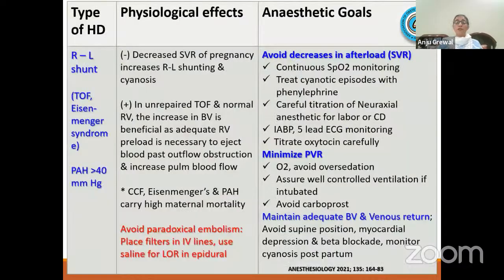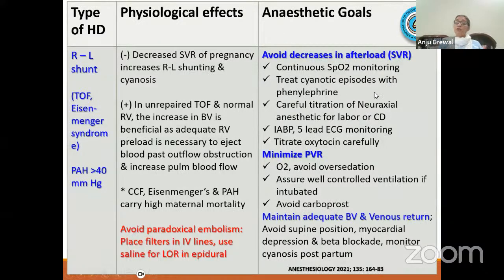So when there is a reversal of shunt occurring, this is more commonly seen in larger lesions. So in the unrepaired TOF or a large VSD or a large PDA, and the pulmonary arterial pressures are usually beyond 40. So this is a condition which is indeed a nightmare. And the goal here is, one, to avoid decreases in afterload, the systemic vascular resistance, because a drop in the systemic vascular resistance would actually mean that the pulmonary vascular resistance increases and the shunt moves from right to left and causes more cyanosis. Right? So cyanotic episodes need to be taken care of.